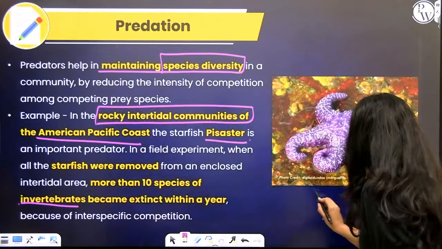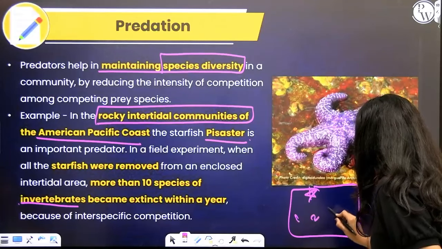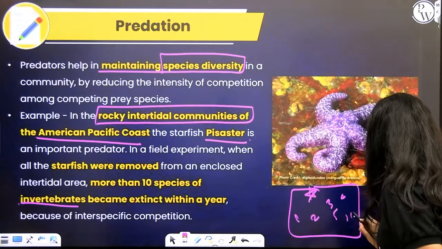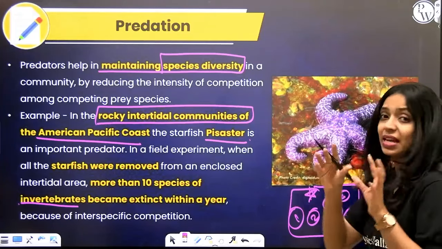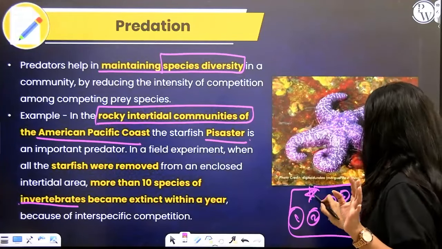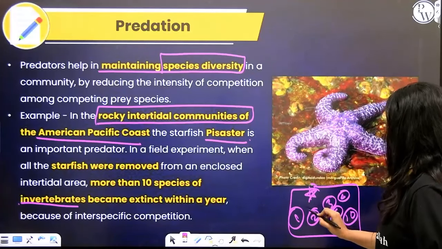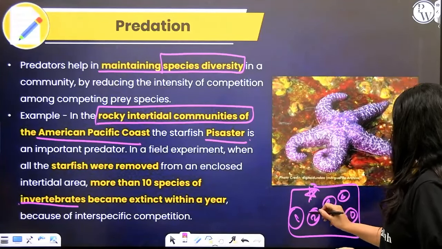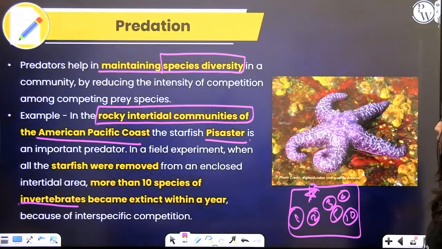Okay, so in an area, you have the starfish and you have 1, 2, 3, 4, 5, 10 different types of invertebrates. 10 types, not 10 organisms, 10 different types. This would feed on all this. Because of the presence of this, here, this population diversity, 10 types of invertebrates were present.